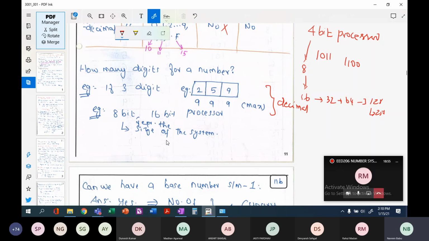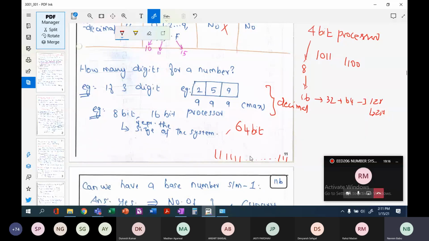Similarly, in the case of a binary system, we have 8-bit processors, 16-bit processors. I just showed you that it is a 64-bit processor. When I say 64-bit processor, it means that my system can handle a maximum of 111111, likewise 64 ones is the maximum that is possible.